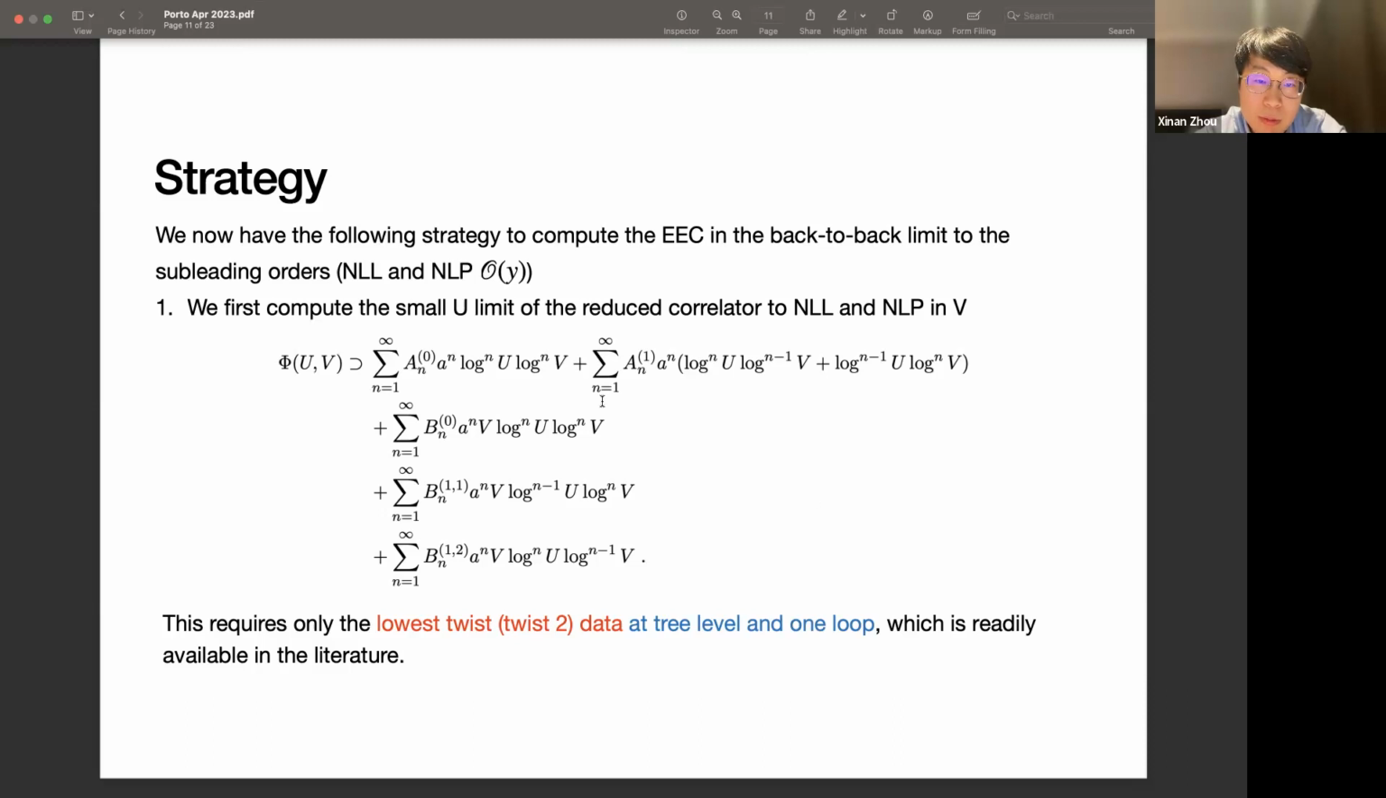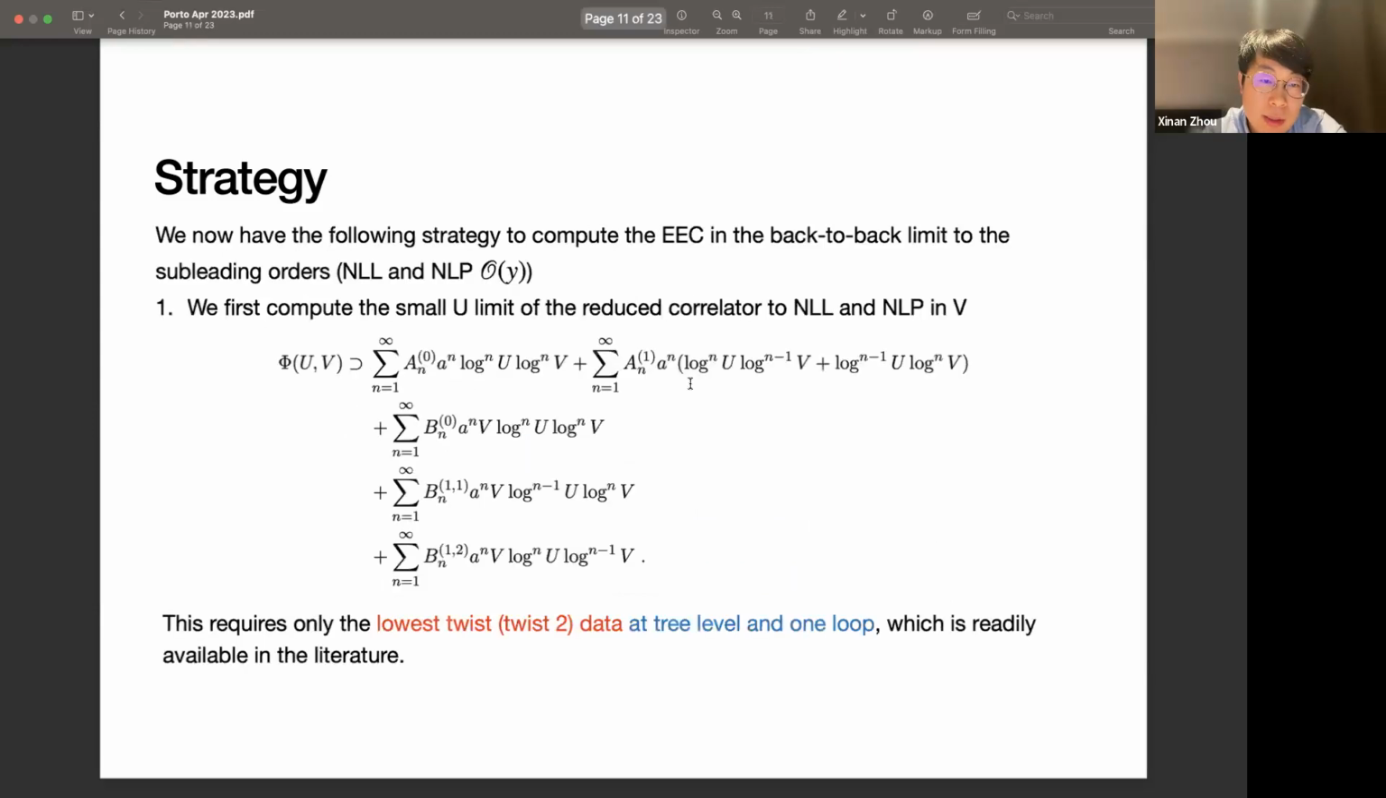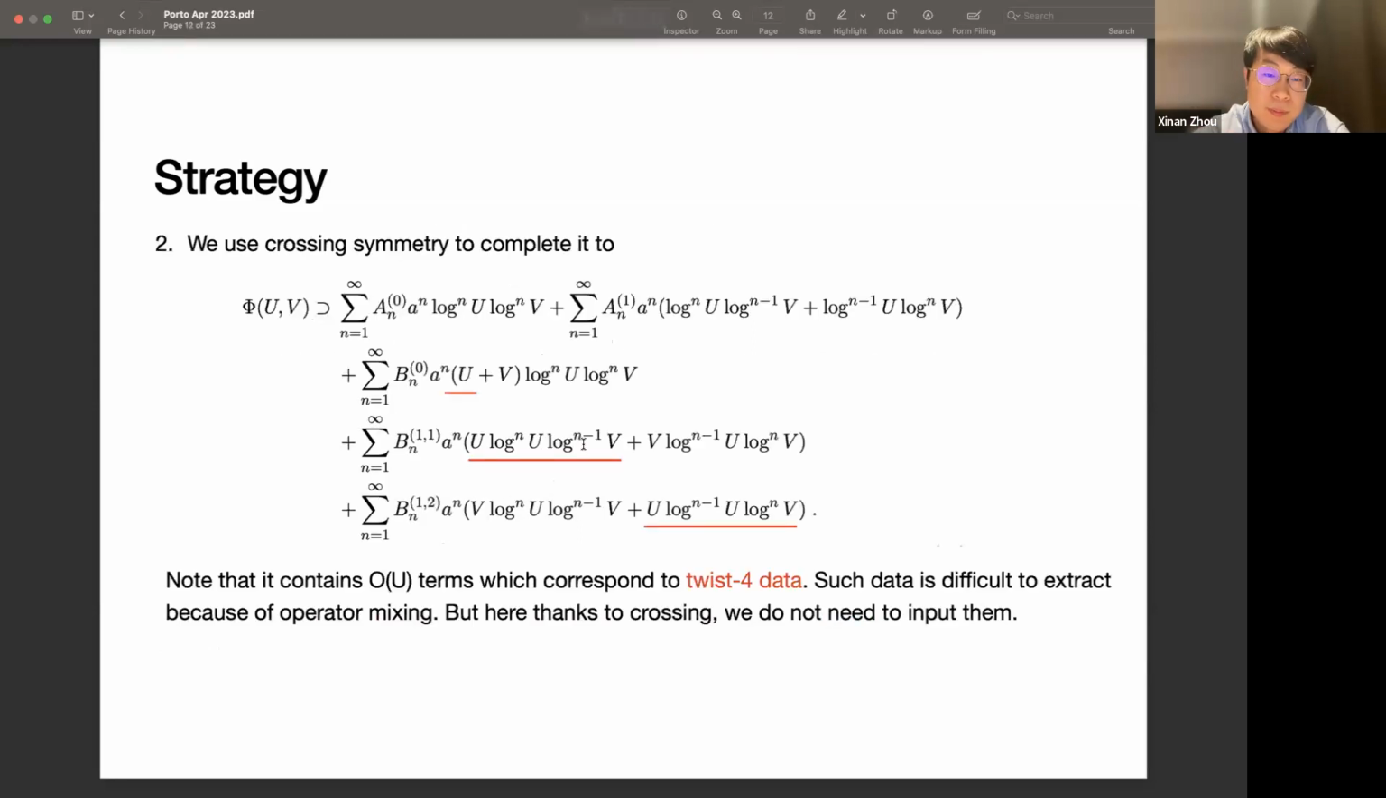So this is step 1. We want to compute this correlator in small u and small v to this order. The next step is to use the crossing symmetry. I told you earlier that under UV interchange, this function phi is invariant. So that allows us to get from step 1 some additional terms.